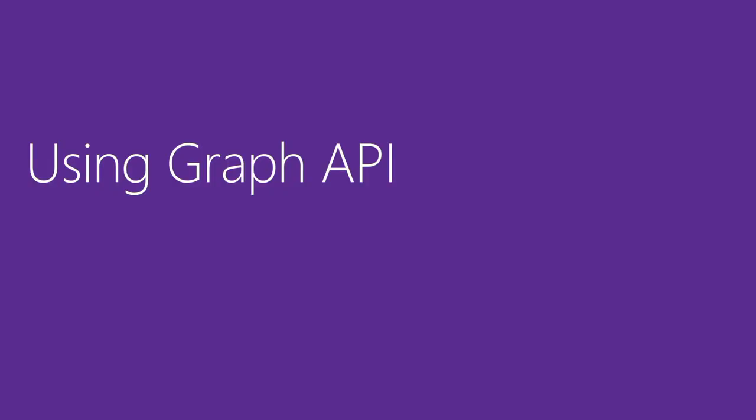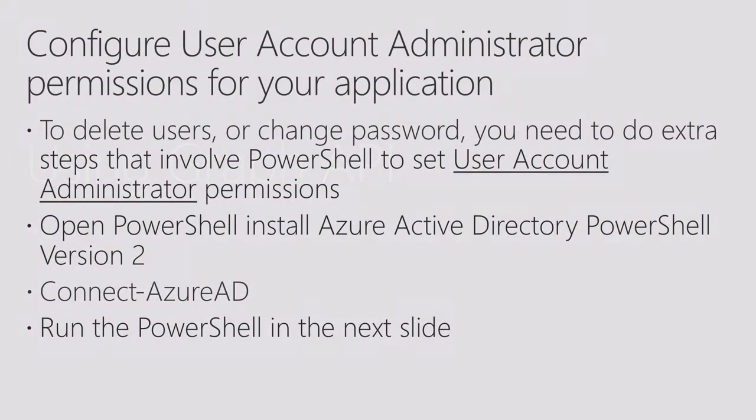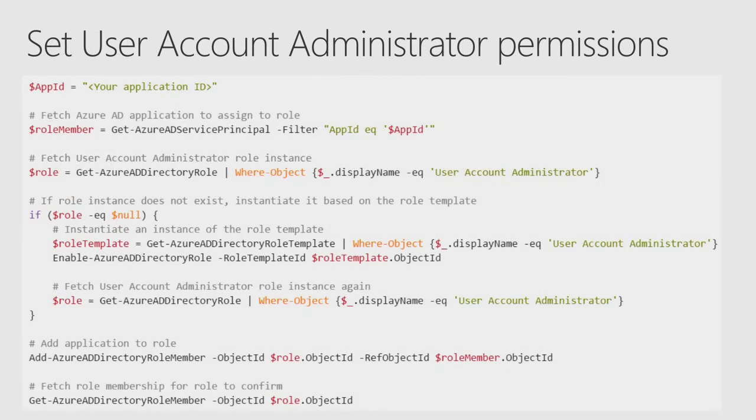Graph API. We had a session just an hour ago regarding Graph API, so I'll focus only on one thing. If we want to set the user password or delete accounts from Azure Active Directory, we do need to set the user account administrator permission. So this is a PowerShell script we provide you in order to set the permission for the application.